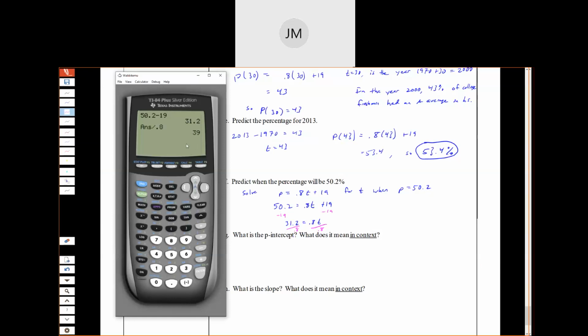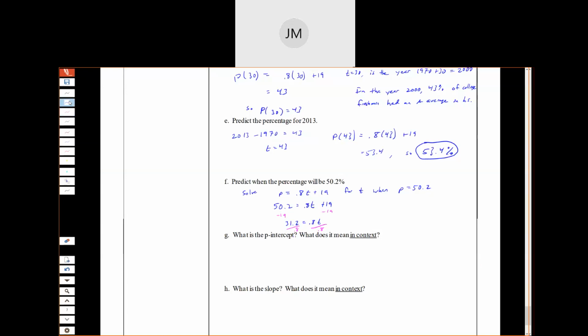So I did that on my calculator, and I get 39. So t equals 39. It says predict when, so I want to convert that to a year. So t equals 39 is the year, remember, it's 1970 plus whatever t is. So that's 2009.